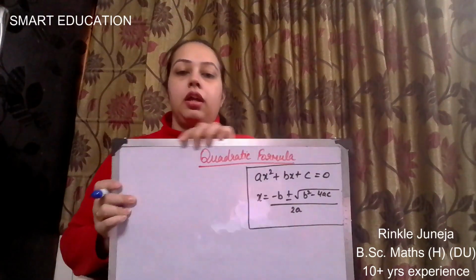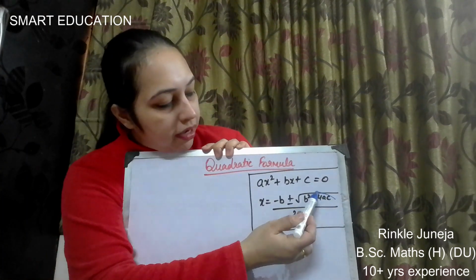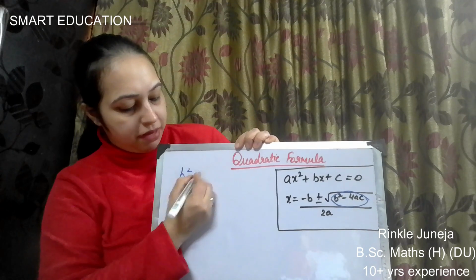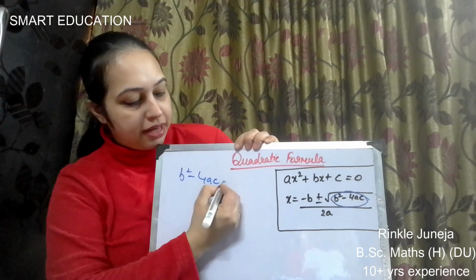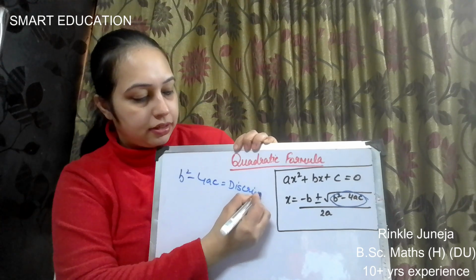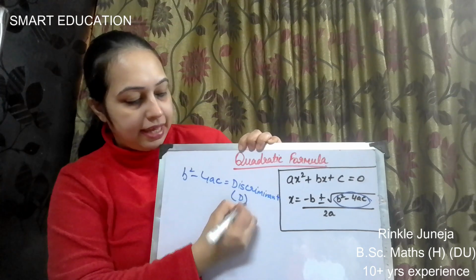One important thing about the quadratic formula. This is the general equation and the quadratic formula. The square root part, which is b square minus 4ac, this part is known as the discriminant, which is symbolized as capital D.